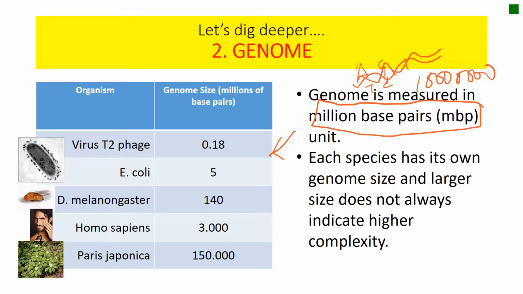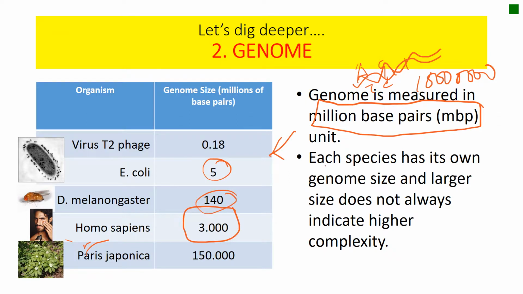And again, like the number of chromosomes, it simply shows who you are. It has nothing to do with the complexity. As you can see, we have about 3,000 million base pairs, while Paris japonica, a type of plant like this, has 150,000 million base pairs, while E. coli has only 5, and then the Drosophila, the fruit fly, 140.